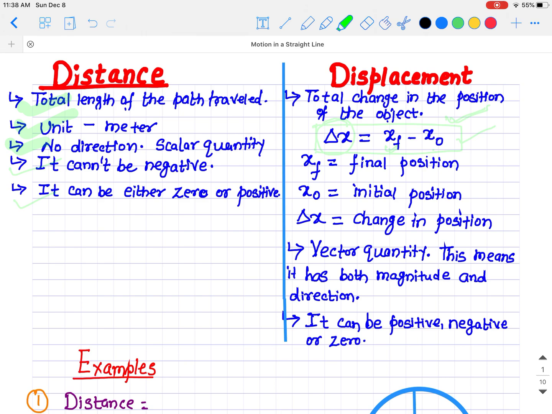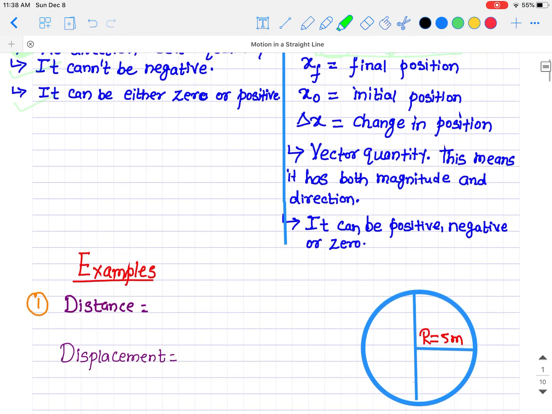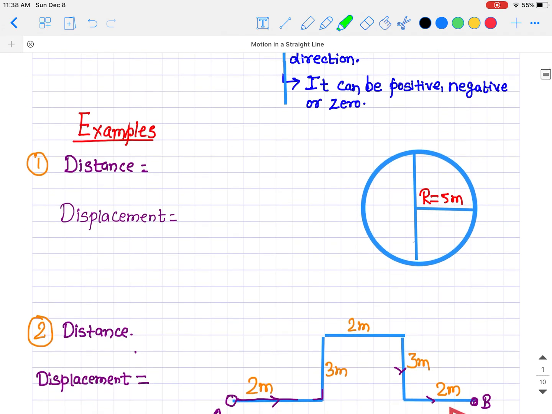And now I'll give you examples to show the difference between the distance and the displacement. Let's say you are moving in a circle, and you started from point A. So this is the starting point, and this is the final point. You started from point A and then you moved along a circle. That means you started moving this way, and you moved from point A to point B.